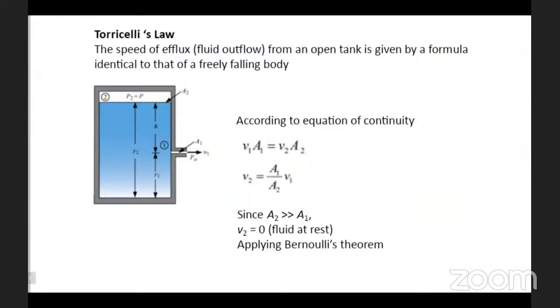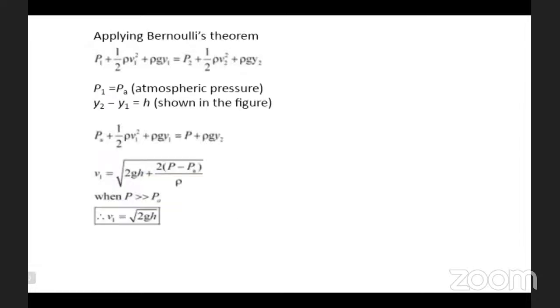Again, we are looking at Torricelli's law. The speed of the efflux, the fluid outflow from an open tank, is given by a formula identical to that of a freely falling body. According to the equation of continuity, V1 A1 equals V2 A2, and V2 equals A1 by A2 into V1. Since A2 is much greater than A1, V2 is approximately 0. That means the fluid is at rest, applying the Bernoulli theorem. Now see here the diagram. Another one, applying the Bernoulli theorem.